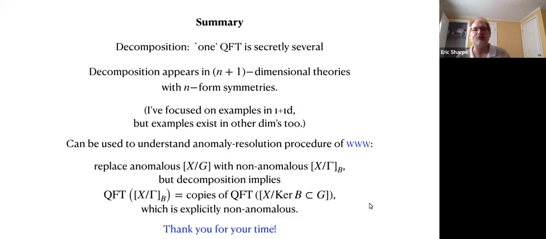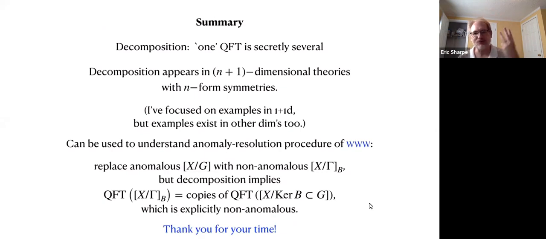If you remember only one single thing from this talk, it should be the following: decomposition is a statement that what you thought was one quantum field theory is actually several different quantum field theories sitting on top of one another. If you remember only two things from this talk, let the second thing be that decomposition can happen when you have an n plus one dimensional theory with an n form symmetry. I focused on examples in two dimensions, but examples do exist in other dimensions as well.